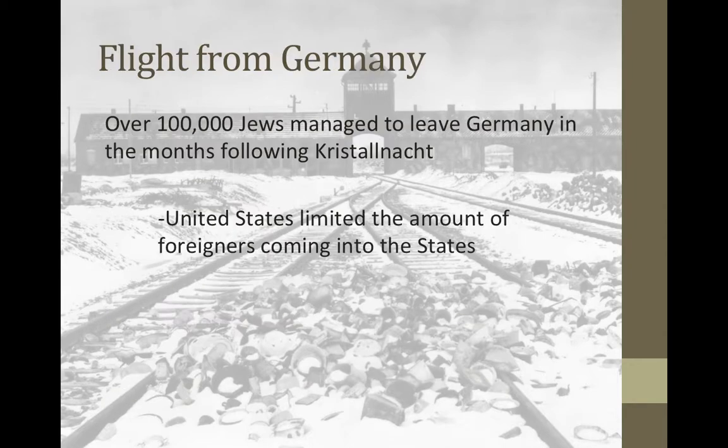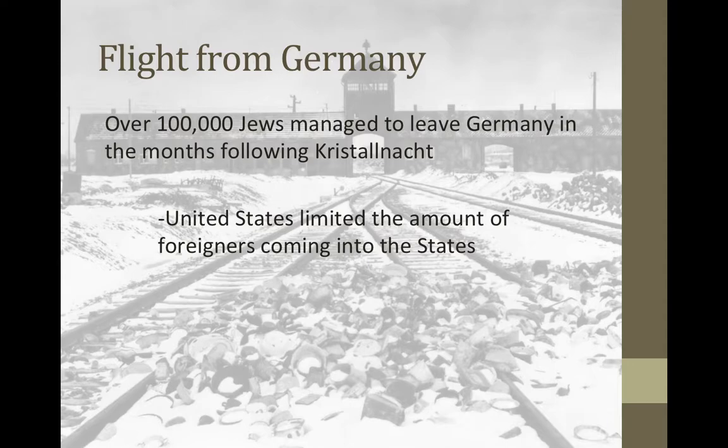Now, as we had talked about, Hitler at this point is not trying to purposely kill all the Jewish people. At this point, he's trying to drive the Jewish people out of Germany, and it's working. Over 100,000 Jews managed to leave Germany in the months following Kristallnacht. And when all these people flee, a lot of people tried to go to the United States.